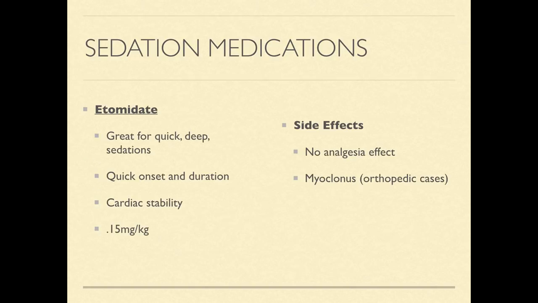So etomidate for a 60-year-old who has coronary artery disease is a great choice simply because it is cardioprotective. There's not going to be any fluctuations in your blood pressure. We use half the dose of etomidate that we would use for intubation. So we're used to that 0.3 milligram per kilogram. Let's cut it in half, and that would be your sedation dose.